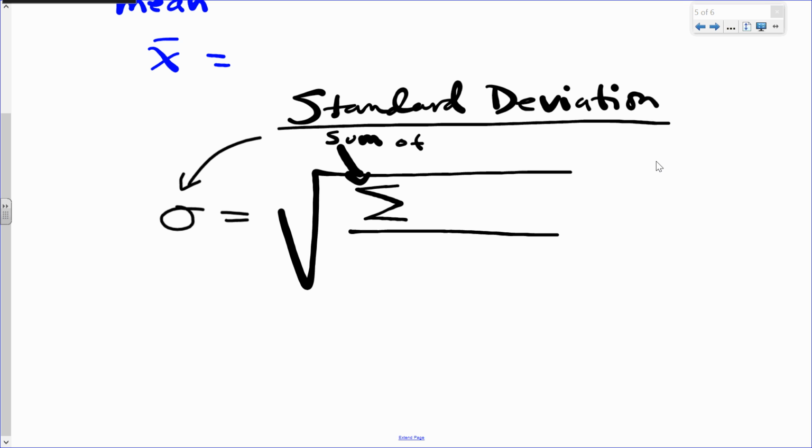Add a bunch of stuff up. Well, add what up? Right here, I'm going to tell you what to add up. Ready? You're going to add up every observation and how far it is from the mean.